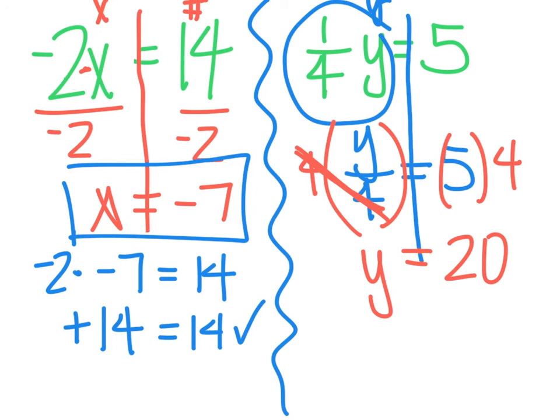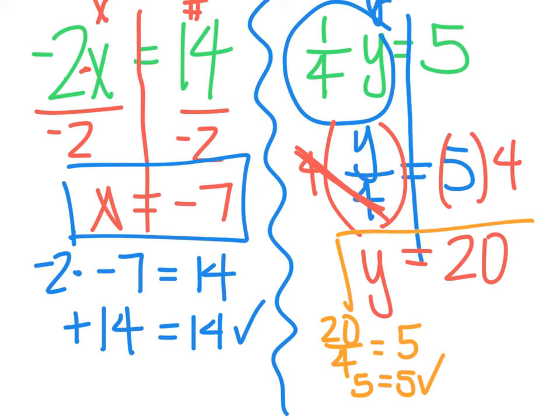I want to verify that that is in fact correct, so I'm going to plug it back in. I'm going to plug it into the y over 4. So instead of y, I'm going to put 20 over 4. And I'm going to see if I get 5. Well, 20 divided by 4 is 5. Both sides equaled 5, so that means 20 was my answer.